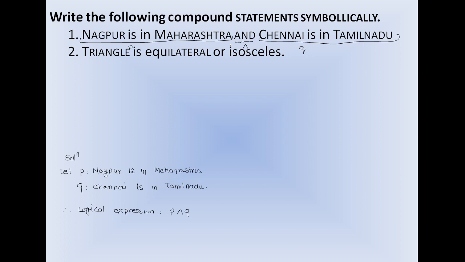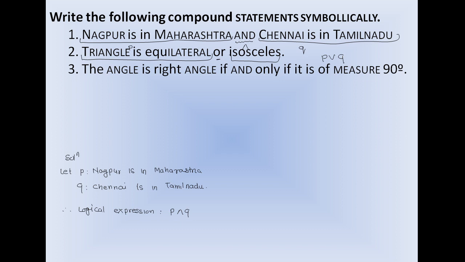Let us take another example. Triangle is equilateral or isosceles. So what are the two different statements? Take this as P. Triangle is equilateral is P. Triangle is isosceles is Q. And they are connected by or. So इसका आंसर क्या हो जाएगा? P or Q.